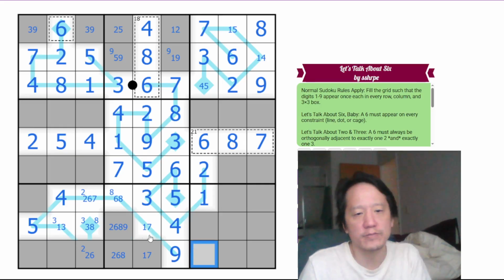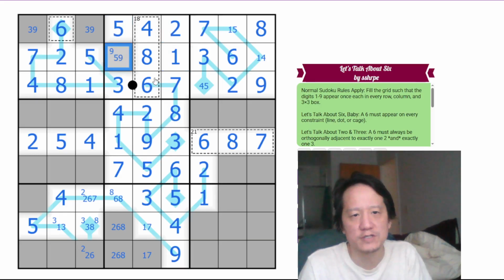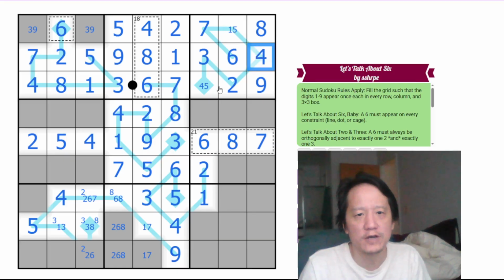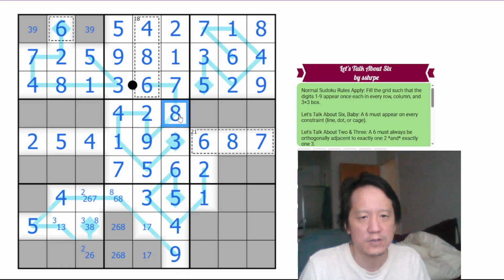This 9 means 9 cannot be here. This 9 eliminates 9 here, so that's a 1, which makes this a 2, which makes that 5, which makes that 9. This 1 eliminates 1 here, so it's just 4. That 4 eliminates 4 here, so that's 5, which makes 1 have to be there. Okay.